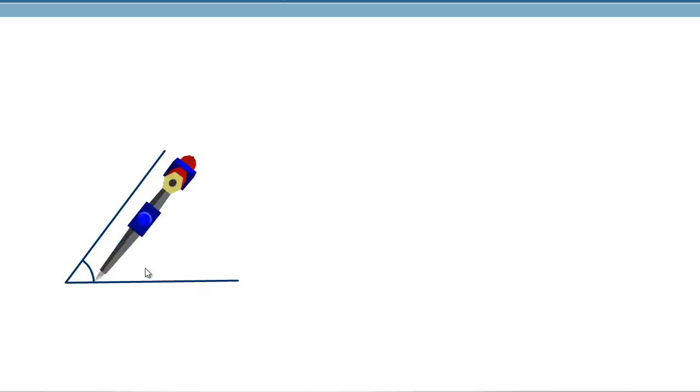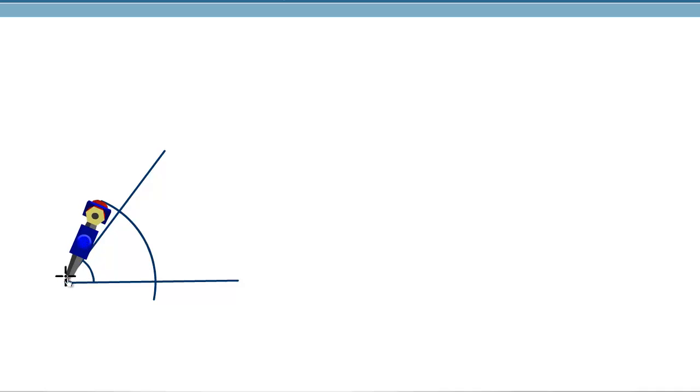The first step is to put the compass at this corner of the angle and then take any arbitrary distance. It doesn't really matter. So for convenience, I'll take a little bit over here. And then the next thing to do is to draw an arc. So we can draw an arc like this.